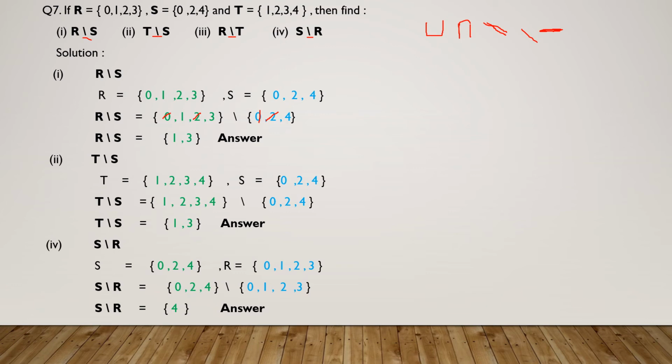See the next, T minus S means we need T and we need S. Here T is {1, 2, 3, 4} and S is {0, 2, 4}. Now we will find T minus S. For this purpose, we will write T minus S or T difference S. First we write all the elements of set T, then we put the difference sign, and then we write all the elements of set S.